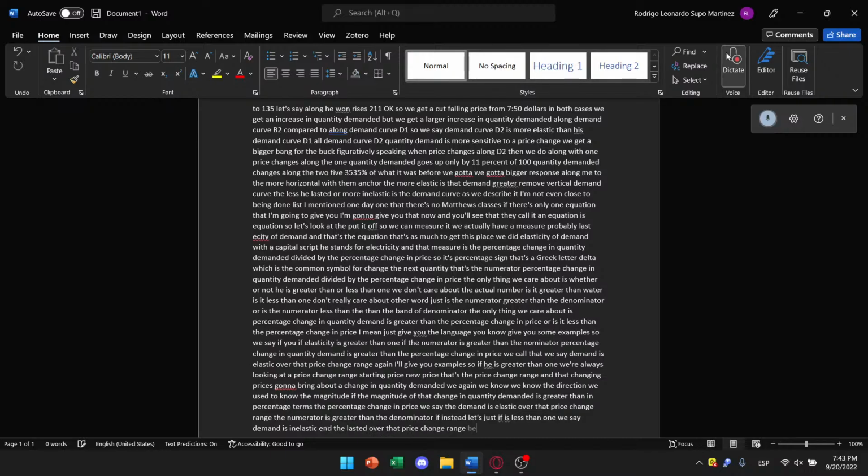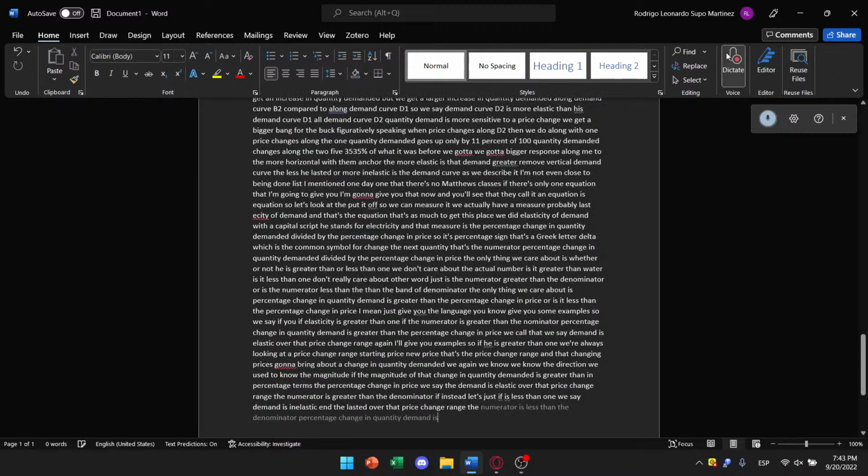The numerator is less than the denominator. The percentage change in quantity demanded is less than the percentage change in price. This, I know to you now, seems rather academic, really boring. So what? So a lot, as we'll see, particularly later in the semester.